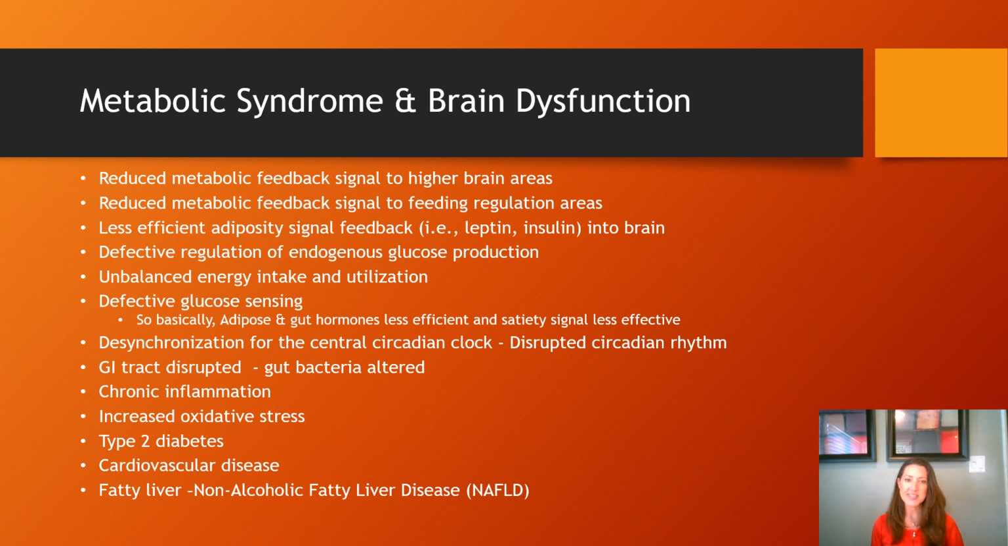We see that desynchronization of the central circadian clock, so we have disruption of our circadian rhythm. We see the GI tract getting disrupted, the gut bacteria are altered, and we can have that leaky gut syndrome, and that's a whole other thing we'll talk about in another lecture. Of course, the chronic inflammation, increased oxidative stress, increased risk of type 2 diabetes, even more dysregulation within the glucose tolerance, cardiovascular disease increases, and of course we have that non-alcoholic fatty liver. So there's just a quick semi-summary of that diagram.